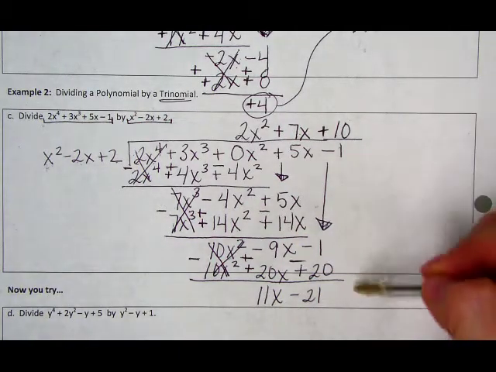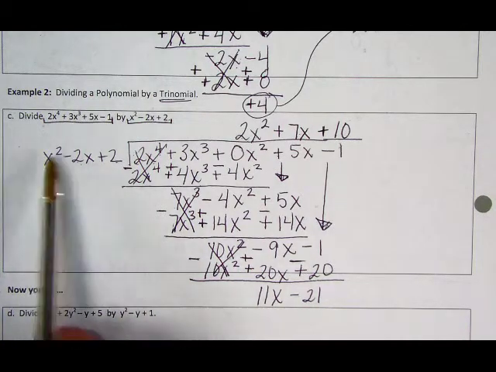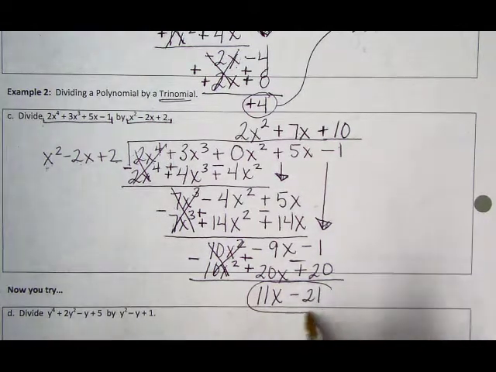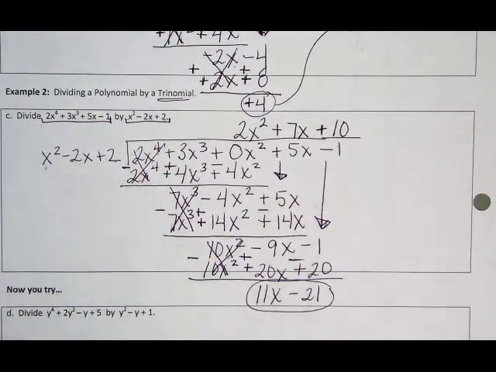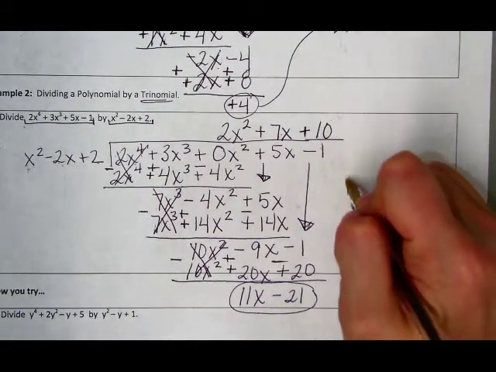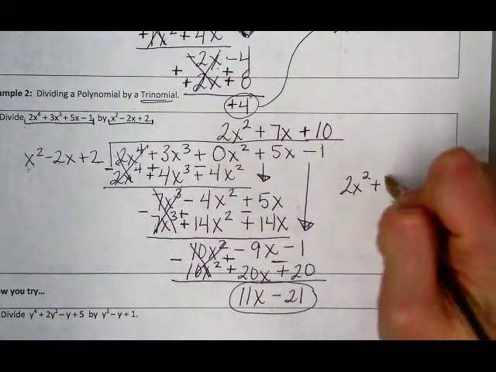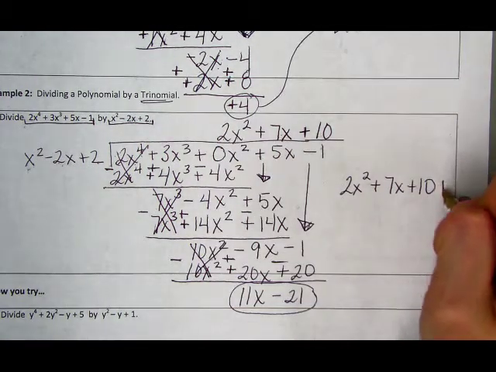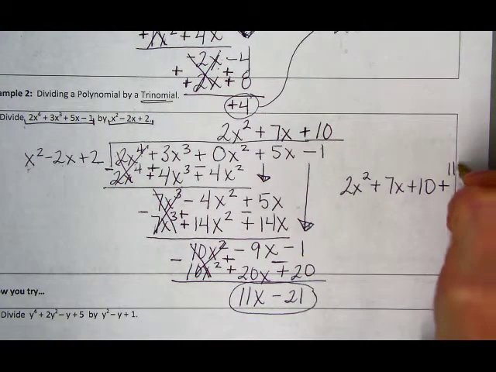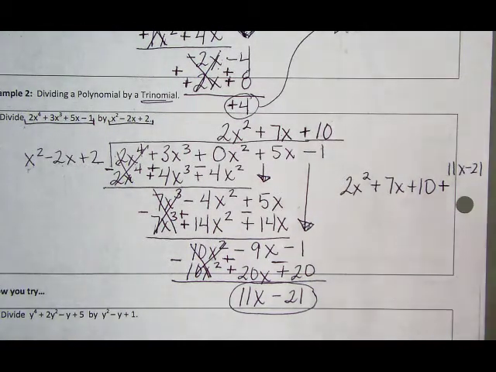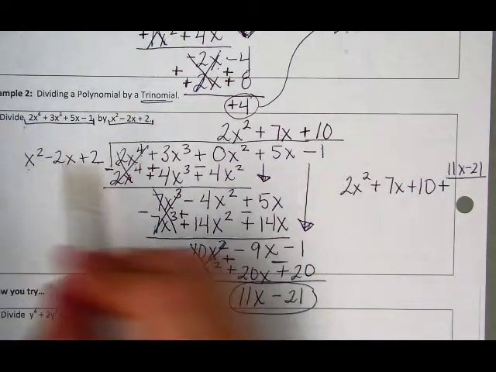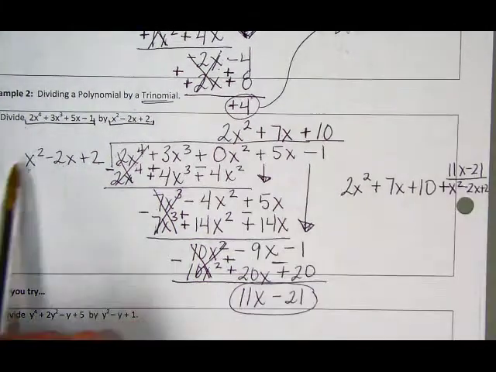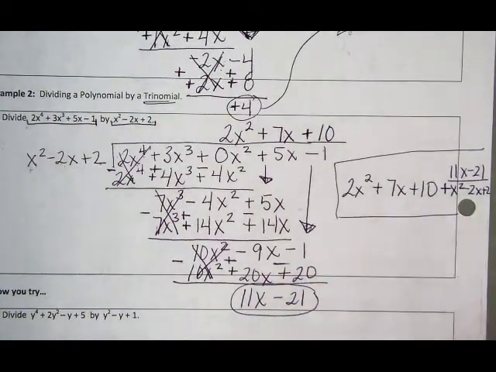Since I have no more terms to pull down, I have a 2 on the inside, I have a 3, I have a trinomial on the outside, so I know that this 11x minus 21 is going to be my remainder. So I can write my answer as 2x squared plus 7x plus 10, which is what I got up top, plus, I always add my remainders, 11x minus 21 all over, my remainder goes all over the number or expression that I used on the outside. So this whole thing is my answer.